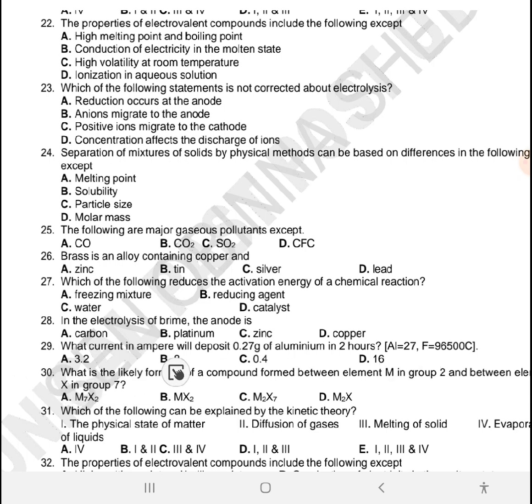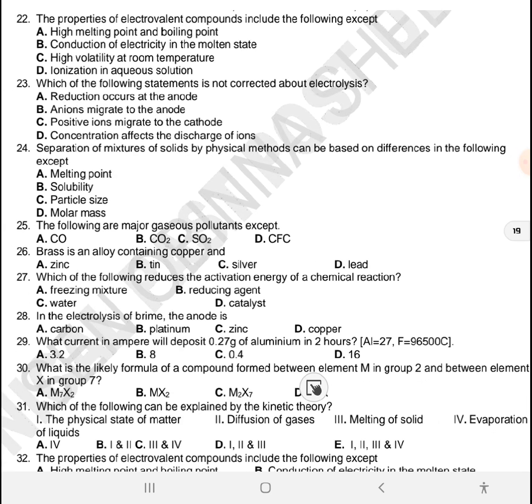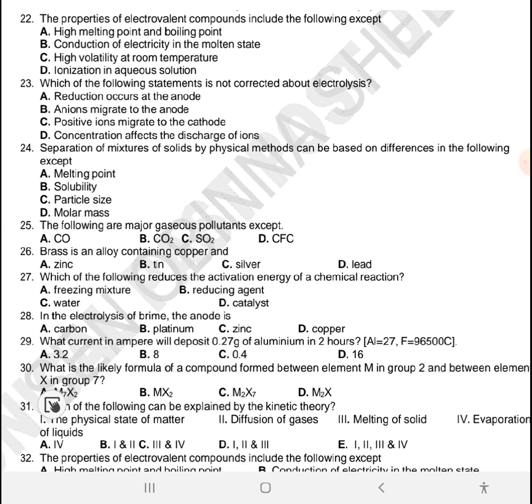What is the likely formula of a compound formed between element M in group 2 and element X in group 7? 2 and 7. Number 30, let's see. 2 and 7. You are going to have MX2, option B. MX2. I might likely demonstrate this one also with a video, so I'll show you how it becomes MX2, rather than M7X2.